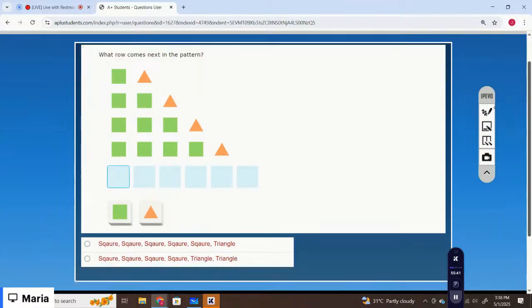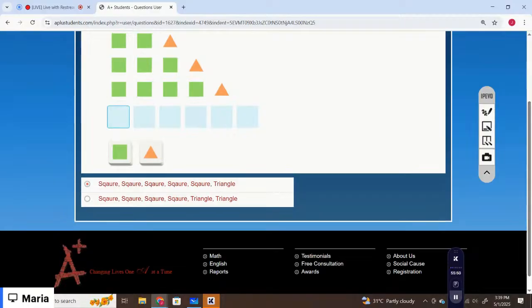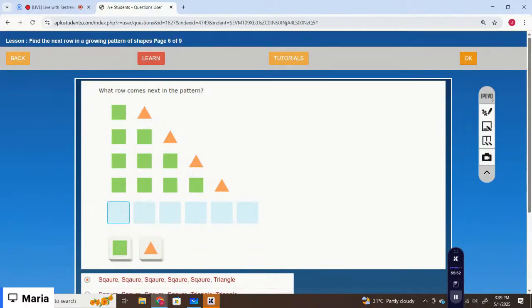What row comes next in the pattern? Option number one is the correct option. Okay, you can complete the lesson by yourself.